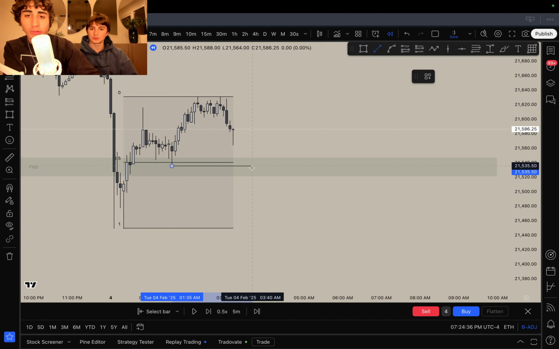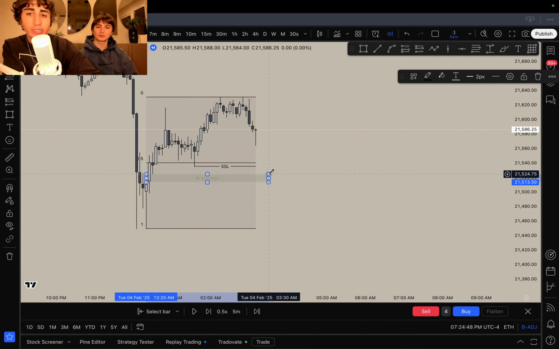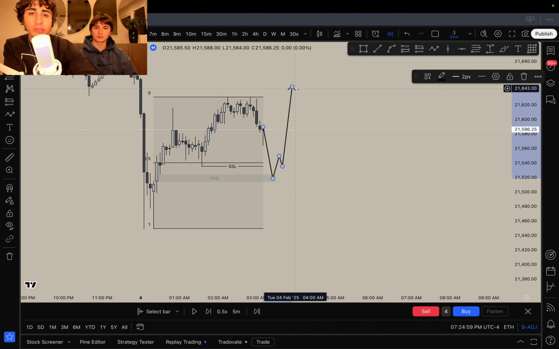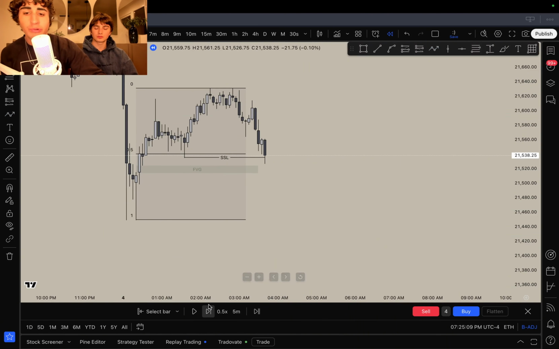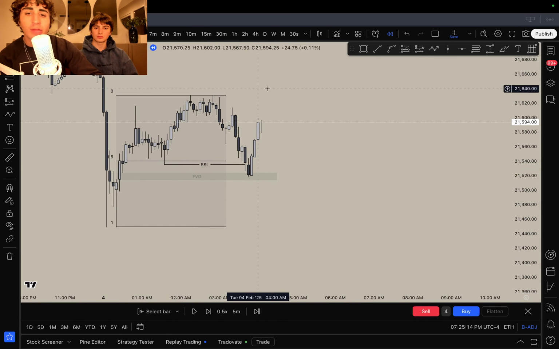Well, we have sell side liquidity resting right here, as well as this bullish fair value gap right here in discount. So I want to see price then trade lower into this fair value gap, sweeping out the sell side liquidity and then getting a long towards this buy side liquidity above us. So then price ends up sweeping out this low, trading into this bullish fair value gap. We get a reaction off this.